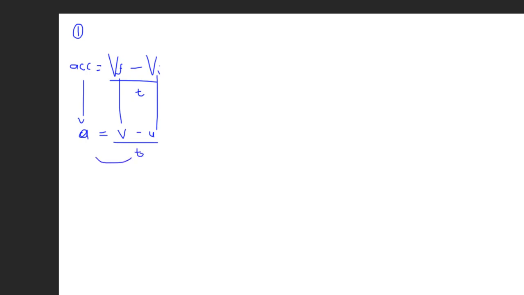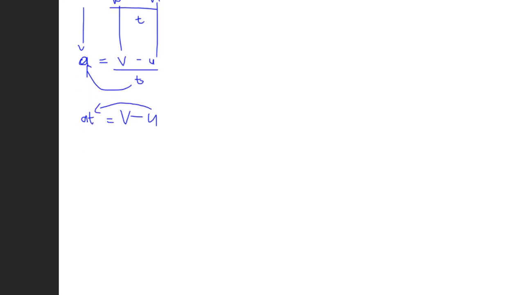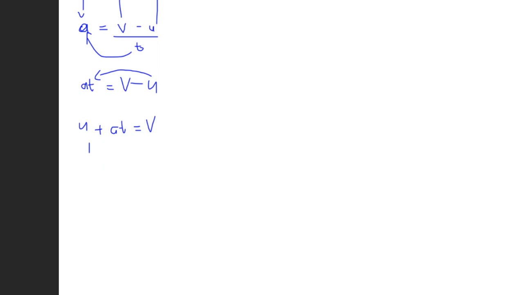Next, we want to bring the time over to a, so we will get at equals v minus u. And next we want to bring the minus u to this side, so we will get u plus at equals v. Now we're just going to rearrange this, we're not doing anything else: v is equal to u plus at.